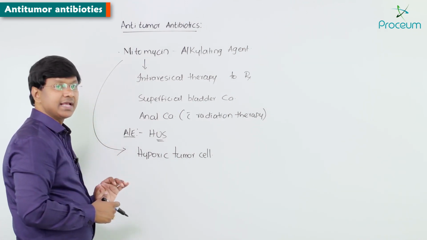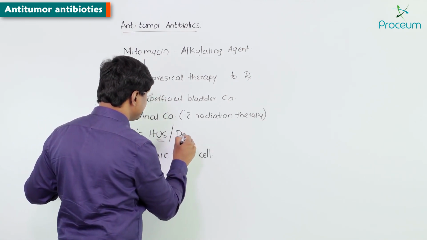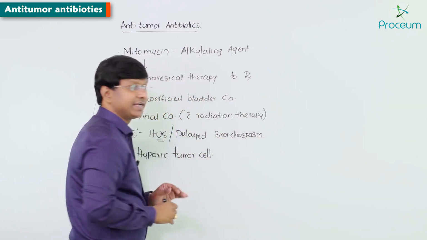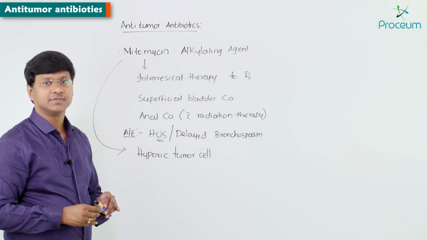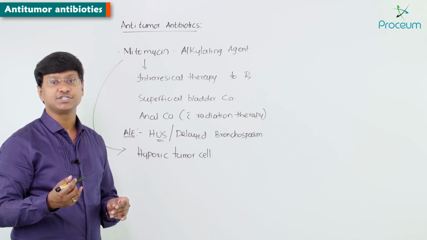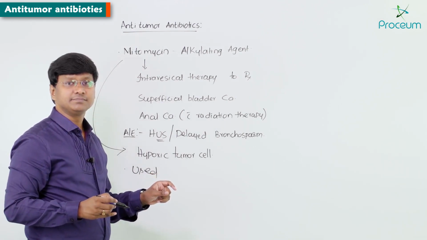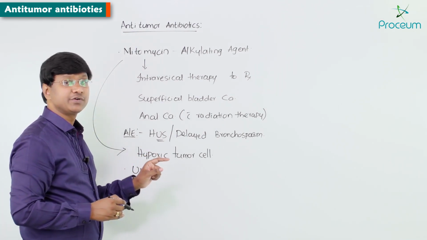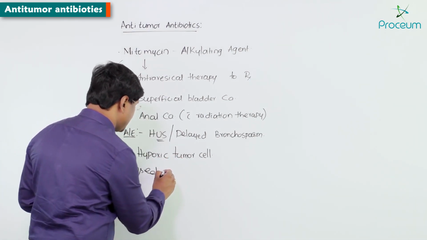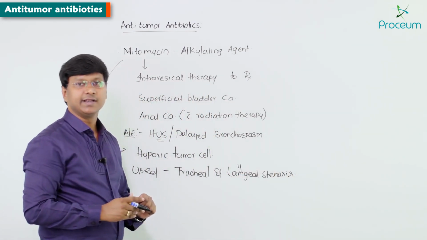Next, remember, apart from hemolytic uremic syndrome, the other adverse effect is that this drug can cause delayed bronchospasm. Now the other important point is that mitomycin is also used in patients with tracheal or laryngeal stenosis. Apart from the usage in hypoxic tumor cells, it is also used in patients with tracheal and laryngeal stenosis.